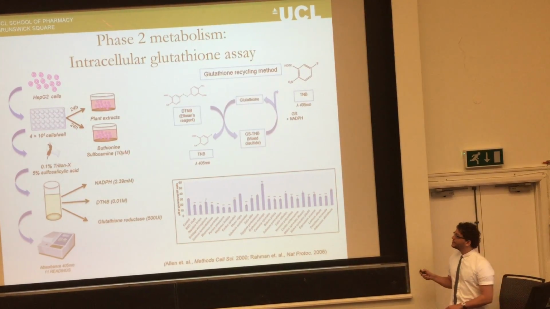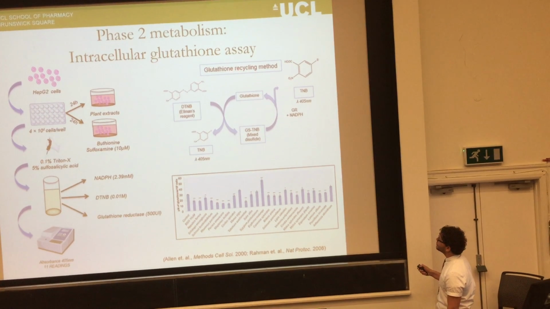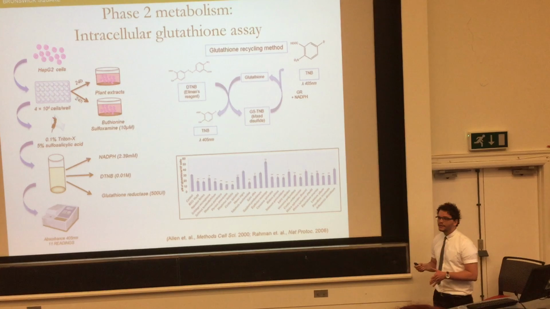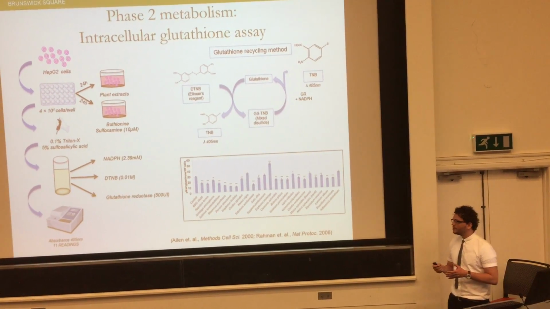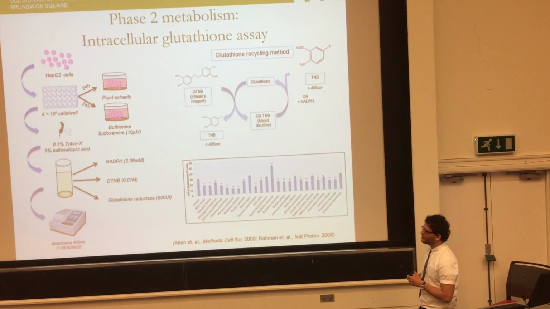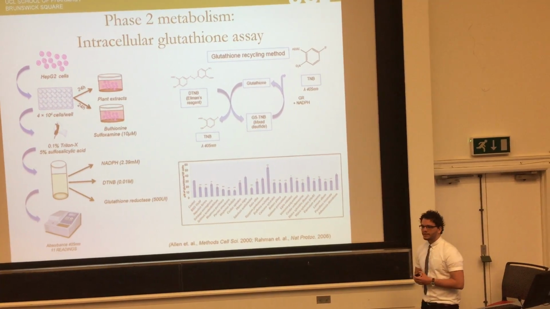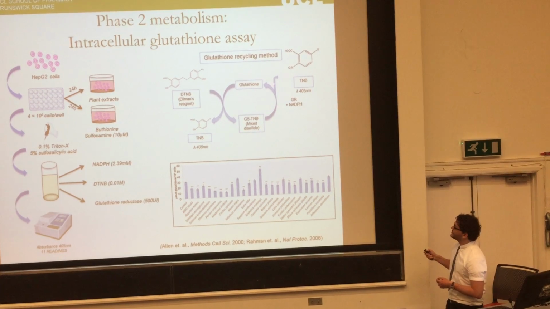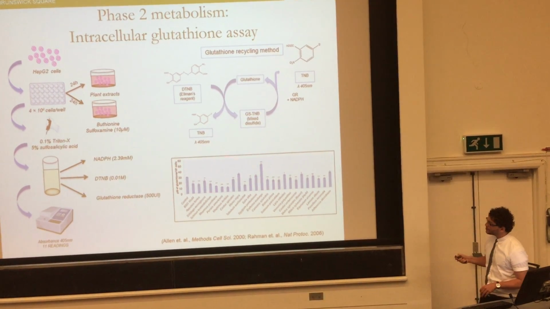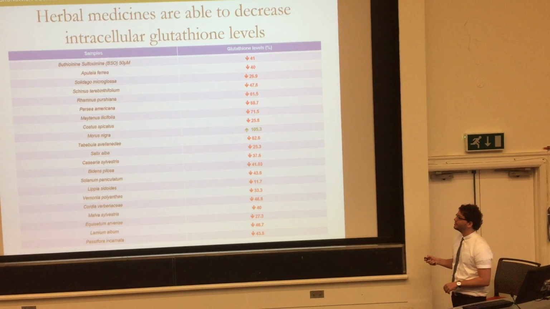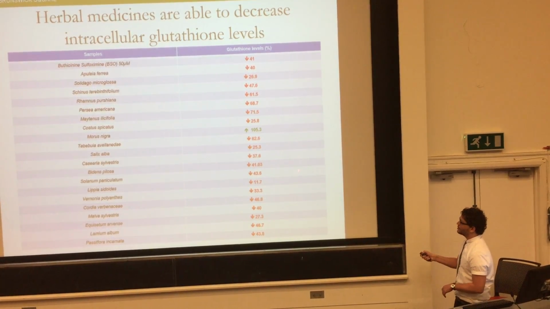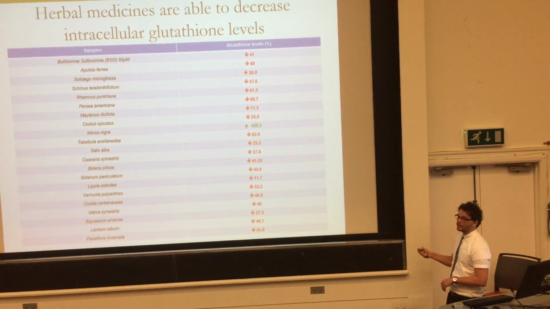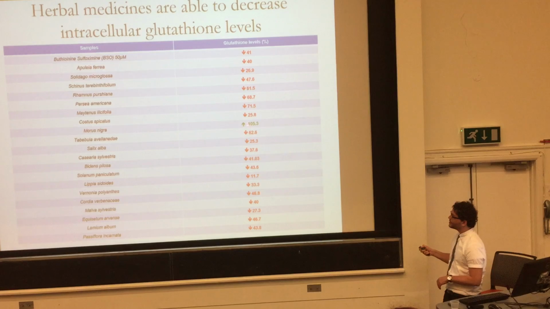Then we went to phase 2 metabolism, where we used a very well-known glutathione recycling method. Glutathione is a tripeptide, which is very important in phase 2 metabolism to conjugate with metabolites and then eliminate them as a mercapturic acid. Again, there are lots of results here, which are also summarized in this table. As you can see, most of our herbal medicines were able to decrease intracellular glutathione levels. Only one was able to increase.